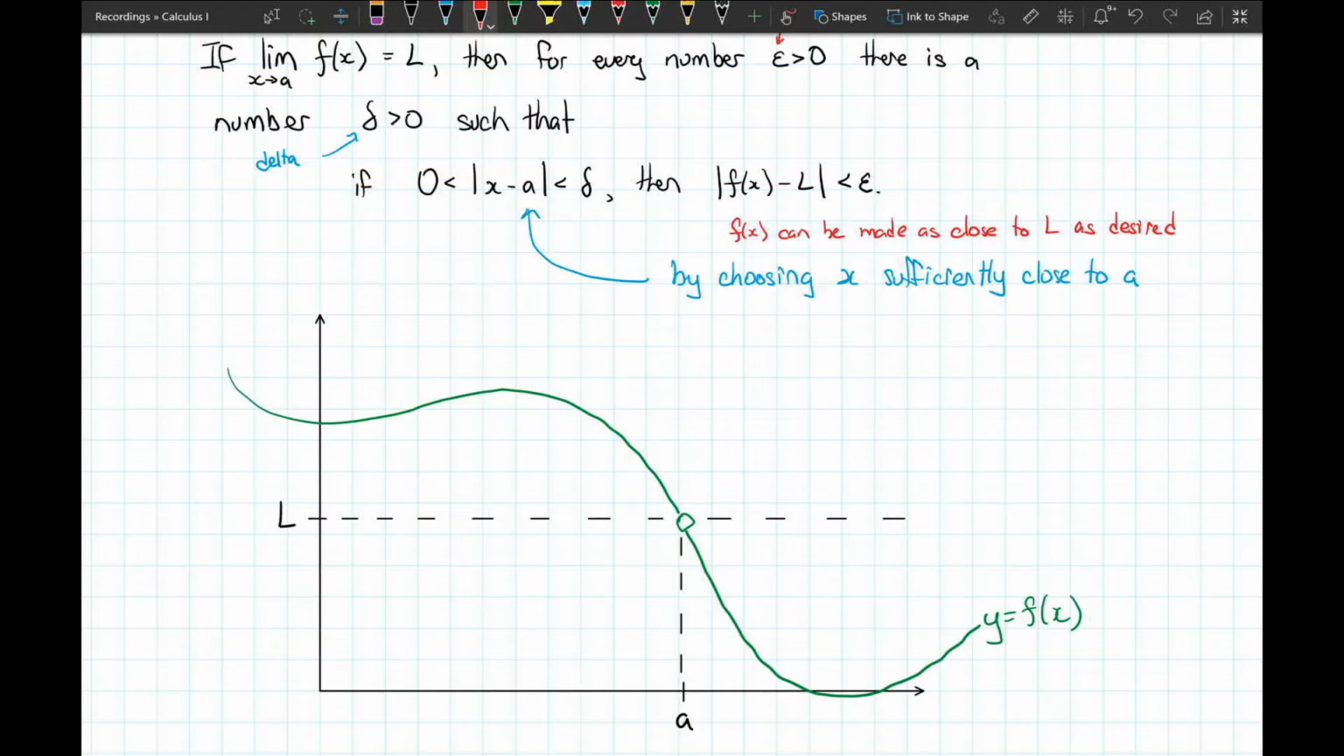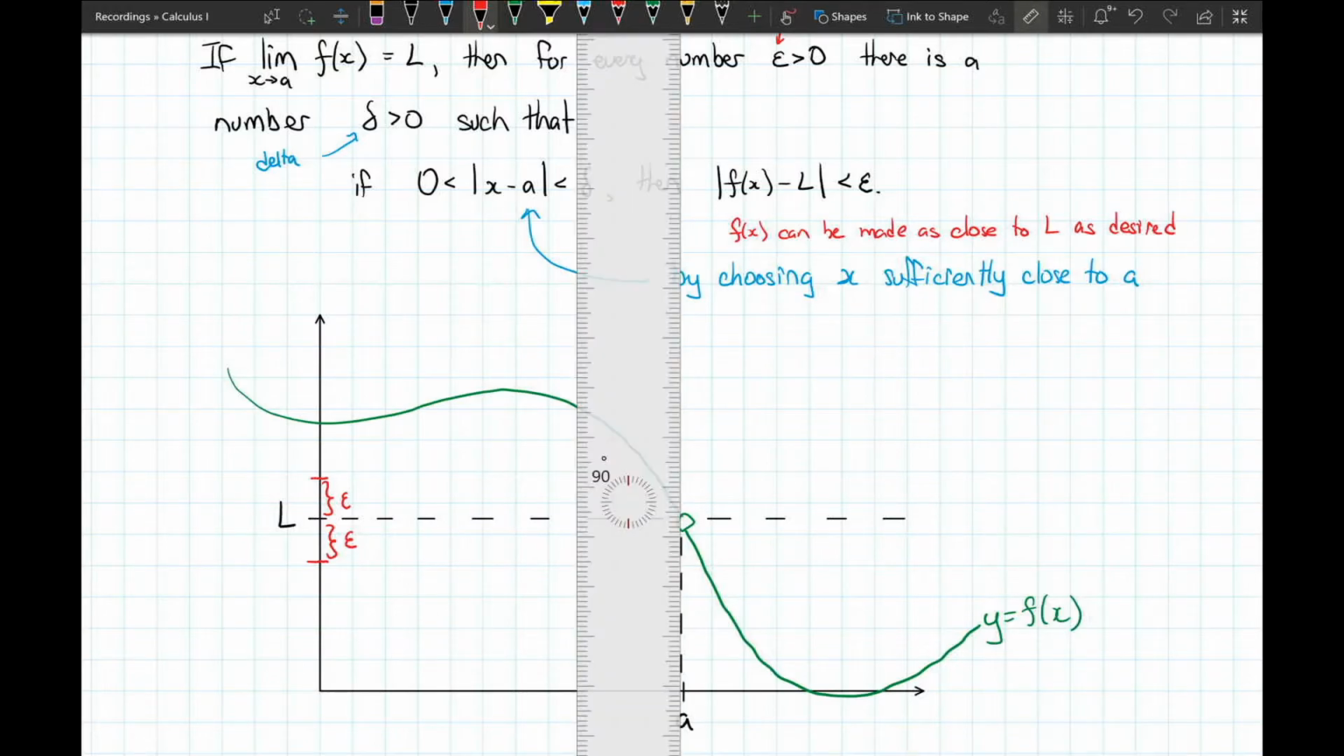Remember, when we say as close to L as desired, that means that the distance from L, above or below, was going to have to be within some sort of margin of error. That's our epsilon. You can think of it like error. We can take a small bit above L or a small bit below L, and we can make it sufficiently close to L that way.